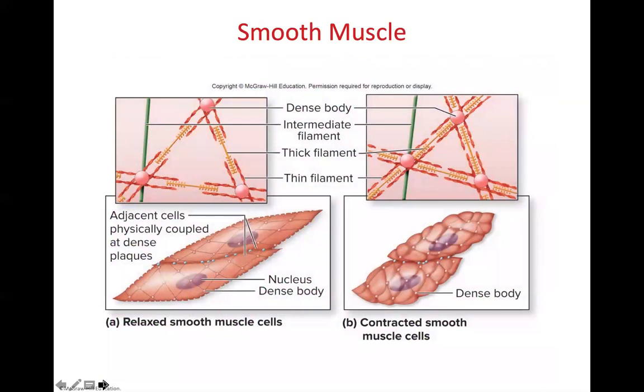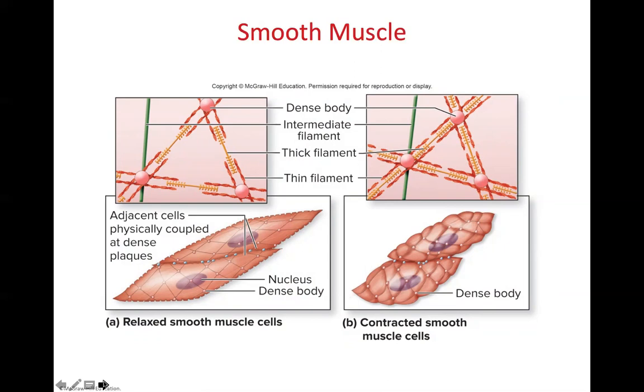So I said that they don't have any visible striations, but they definitely have these myofilaments, actin and myosin, that slide past each other to allow for contraction. And it's organized in this more crisscross pattern throughout the cell. So on the left is a relaxed, smooth muscle cell. And you can see these triangular arrangements of thick and thin filaments. They're organized around dense bodies. These are just the anchoring proteins for these myofilaments.